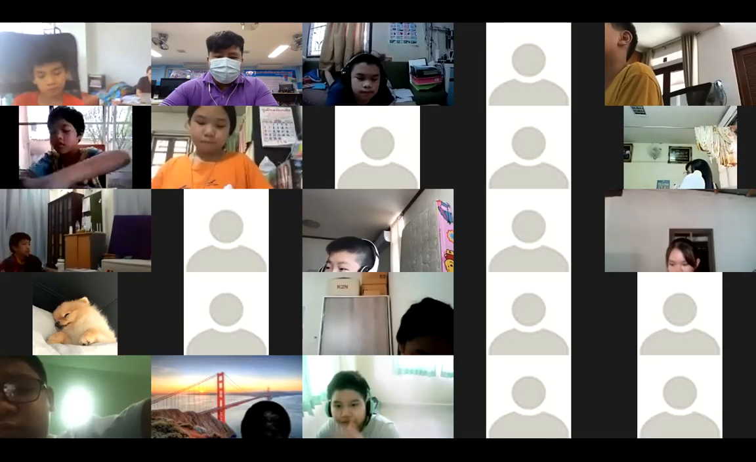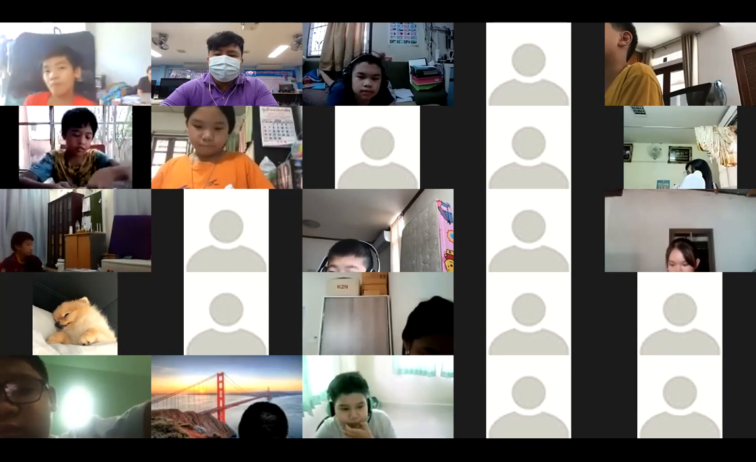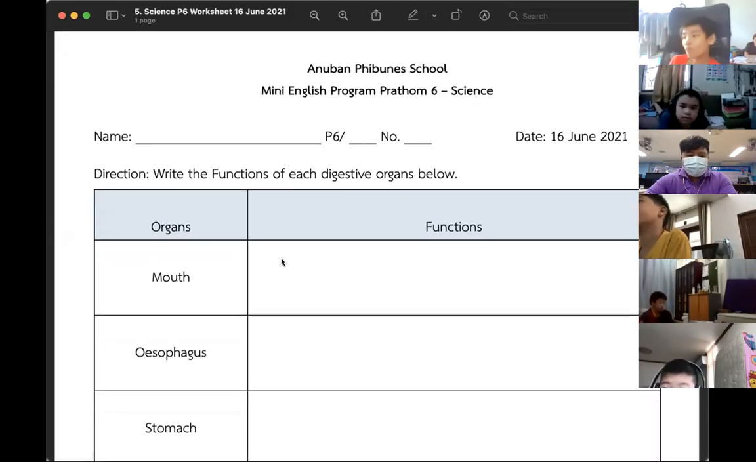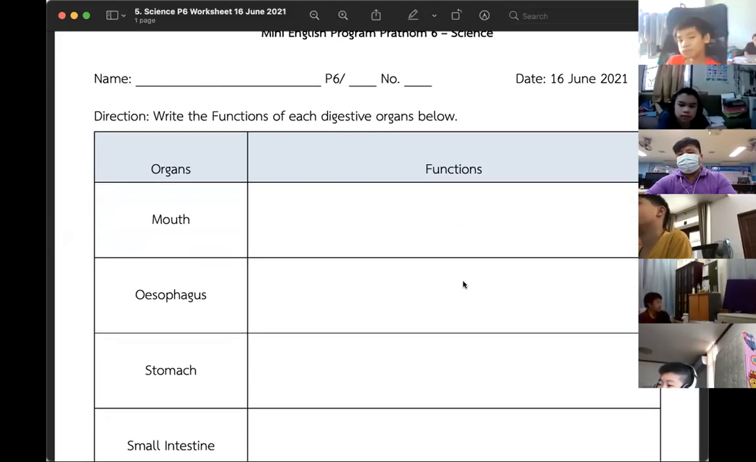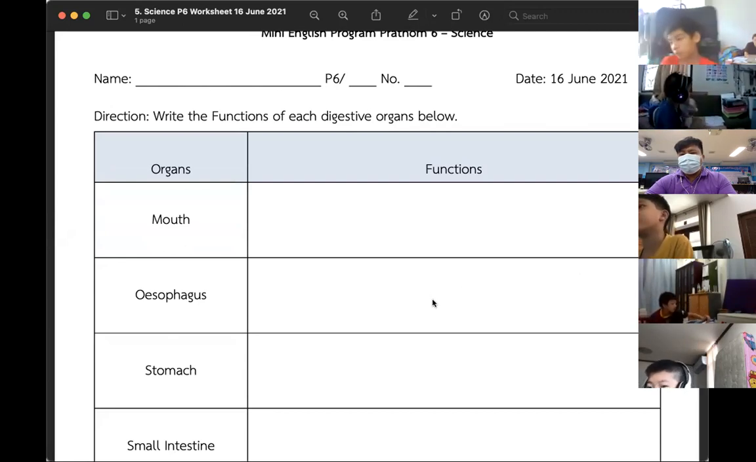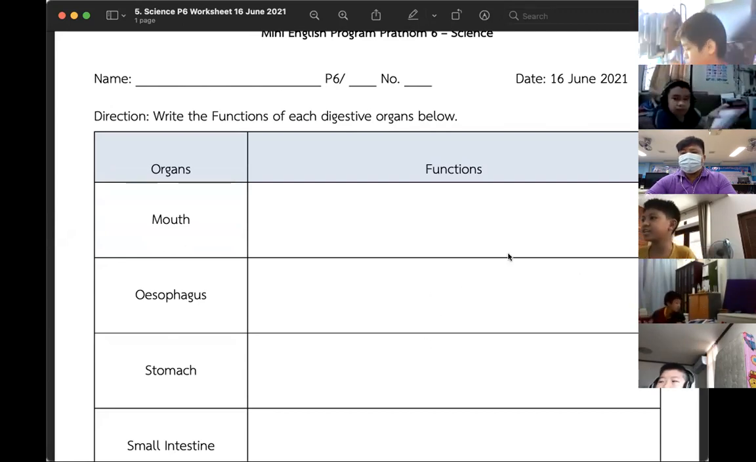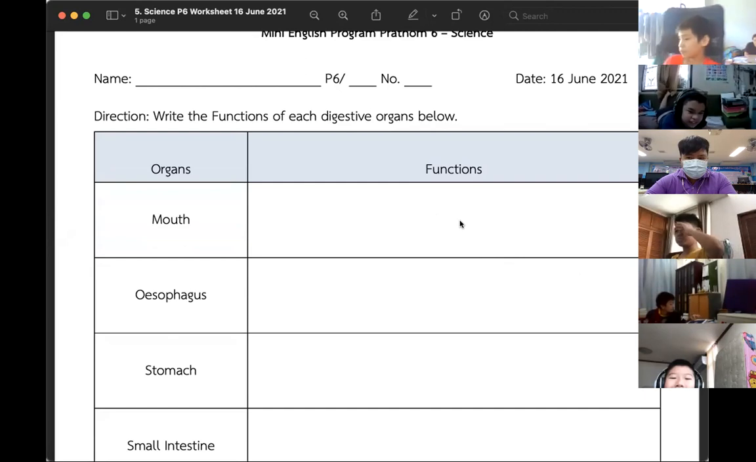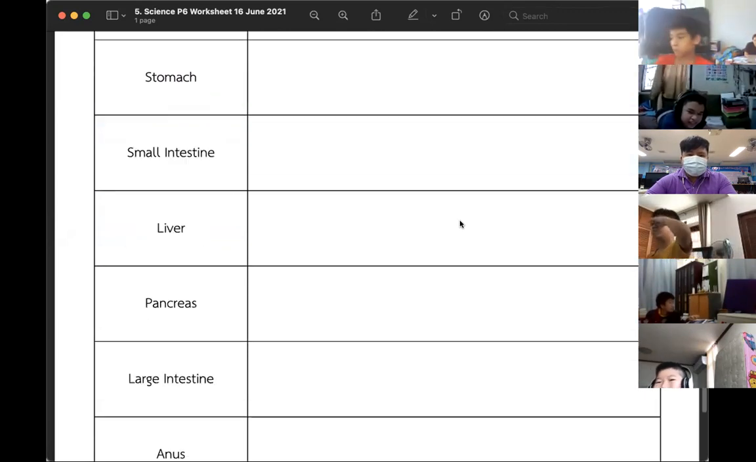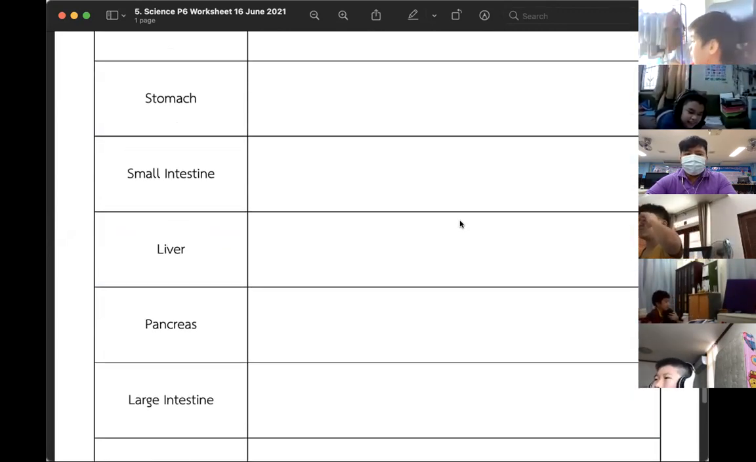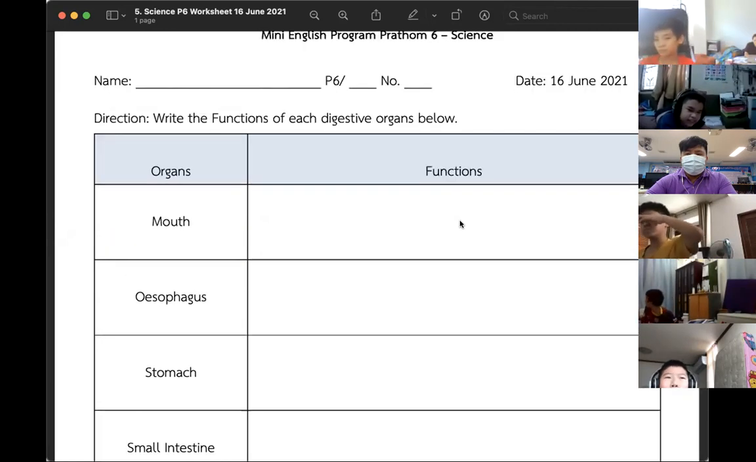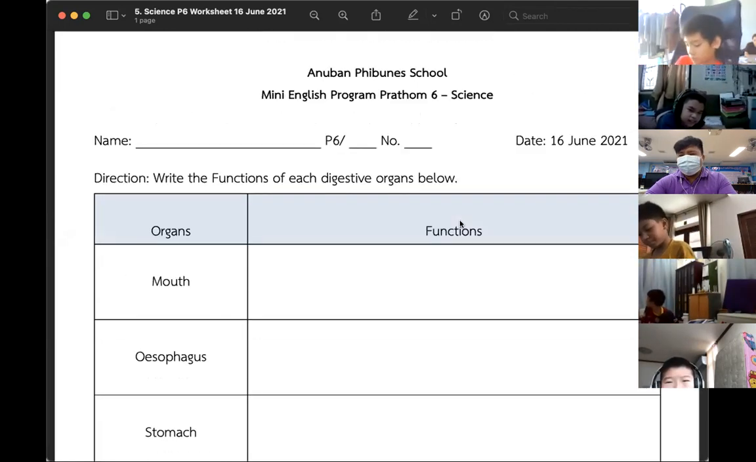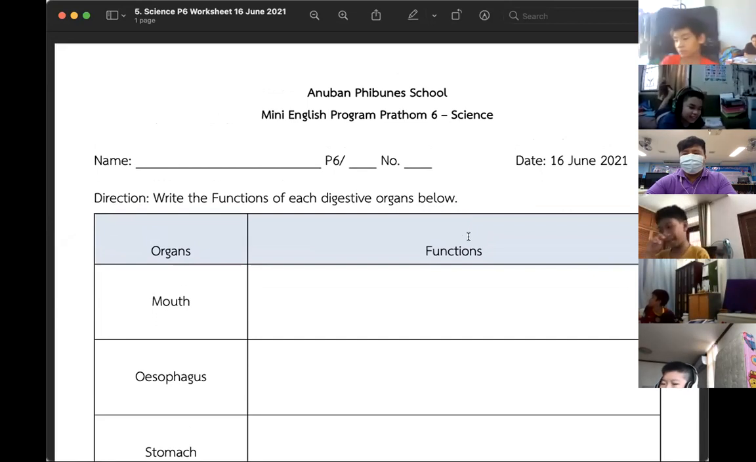For the worksheet, what is the function of the mouth? What does the mouth do? Crushing food. And just carbohydrate? No.